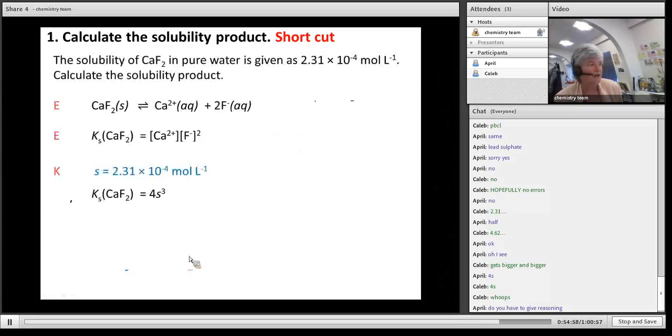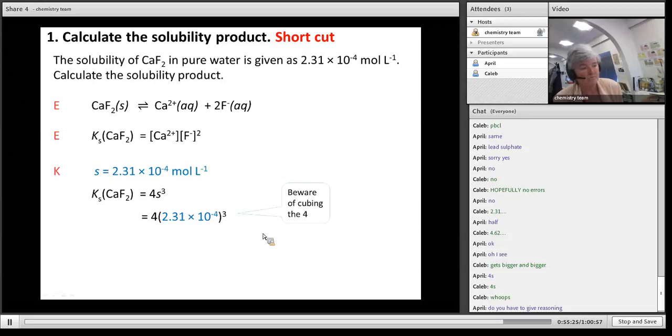Okay, so here is that same problem but with a shortcut. Remember, do the equation, do the expression, because that will help you recognize that it's an AB2 salt. Now you just put that in, and just be careful: you cube the solubility, you don't multiply by 4 and then cube. Then you get the same answer.